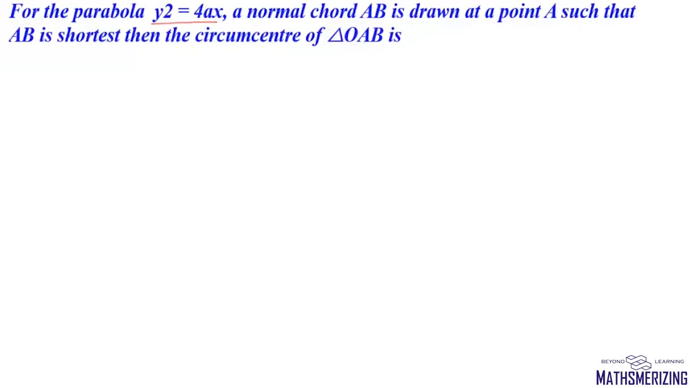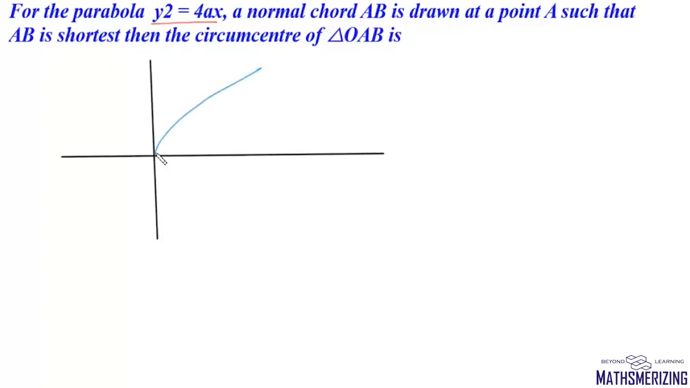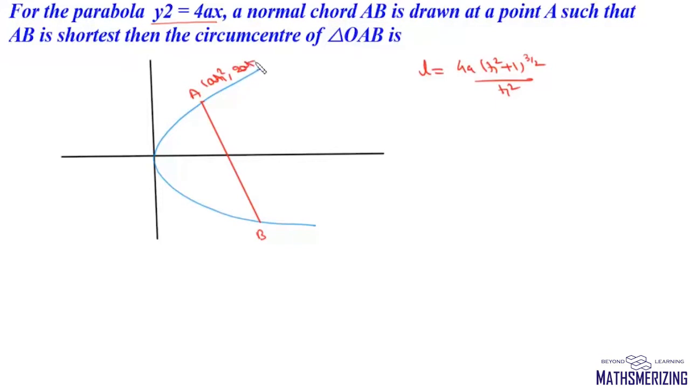Now we have this parabola, which is y square equals 4ax. And then we have this normal chord, which is AB. Now we want this normal chord to be of shortest length. So in one of the previous videos, we have already discussed that the length of a normal chord is given by 4a (t1 square plus 1) to the power 3 by 2 upon t1 square, if it is drawn at this point, which is (a t1 square, 2a t1).